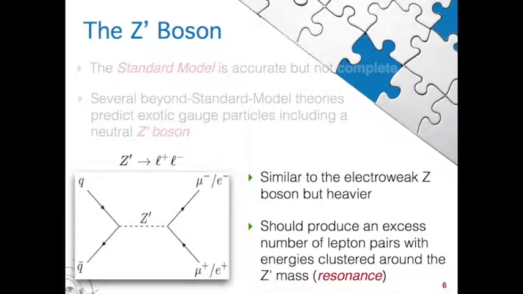So it will have a very simple creation and decay process that we're looking for, where these are quarks that come from the initial colliding protons, and we look for the final state, which is 2 electrons or 2 muons. We call those both leptons, right? So this is a dilepton final state. If the Z prime exists, then it should create an excess in the number of lepton pairs that we measure with Atlas, right? And because it's an unstable particle, the energy of those lepton pairs will be clustered around the mass of the Z prime boson.